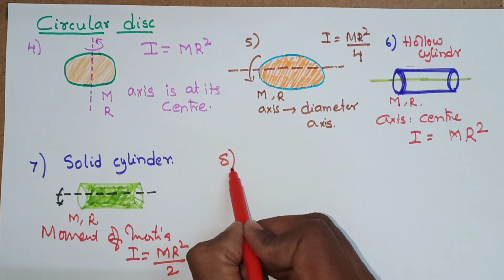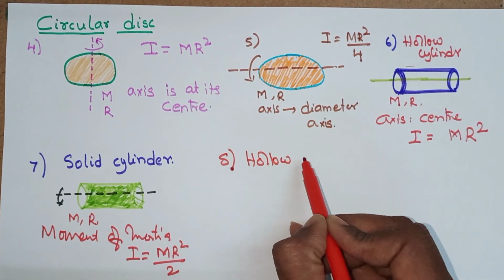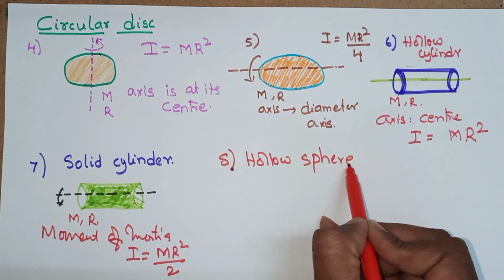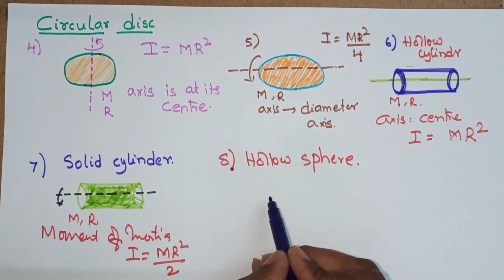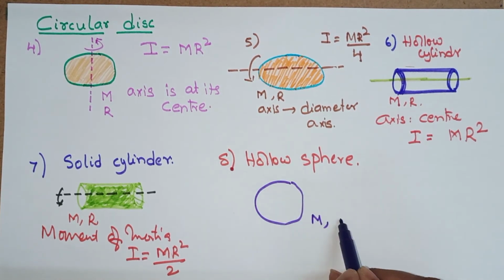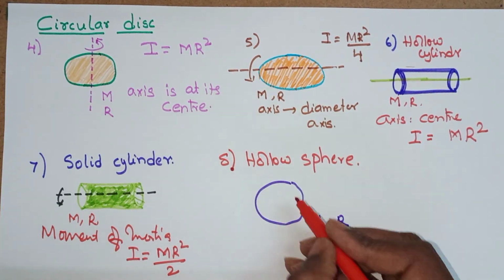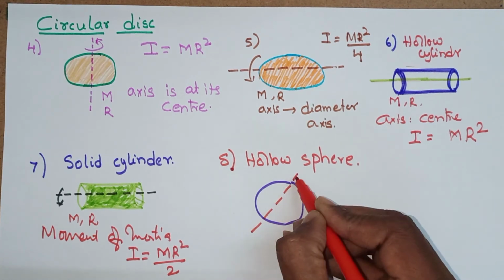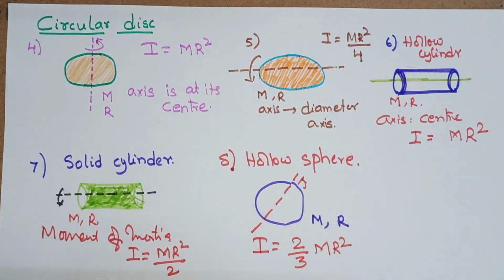Next, hollow sphere. How to consider a hollow sphere? This is spherical, a 3-dimensional view. Having mass m and radius r, if we choose the axis like that, it can be rotated. Then the moment of inertia is equal to 2 by 3 m r square.